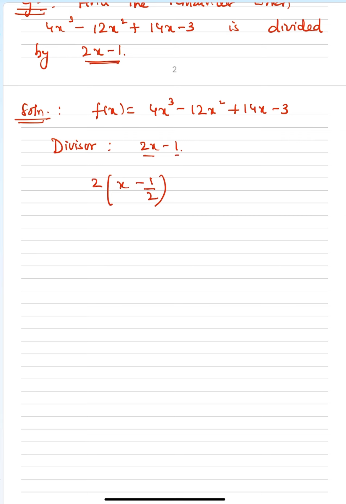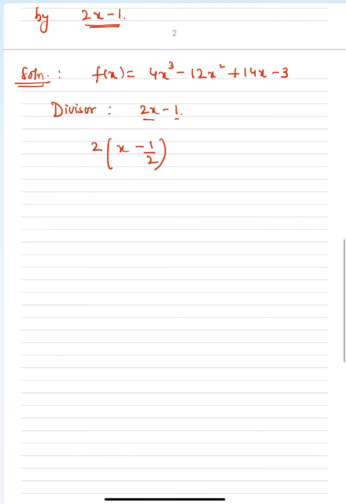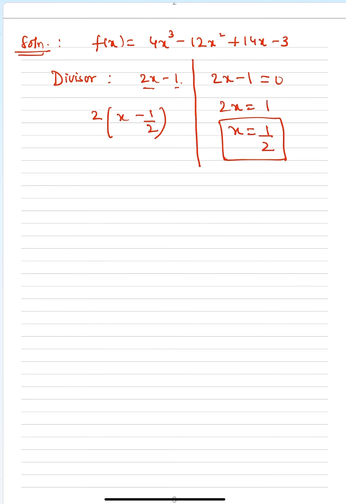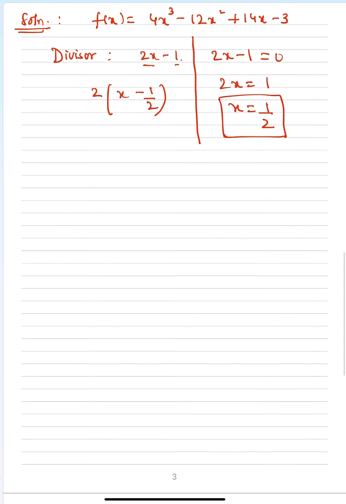Correct? So what will be the remainder? f of 1 upon 2. But the simplest way, again I am telling you: 2x minus 1 equal to 0, 2x is equal to 1, x is equal to half. This will be the simplest way to take the value of x, even for the remainder theorem or factor theorem. Okay.